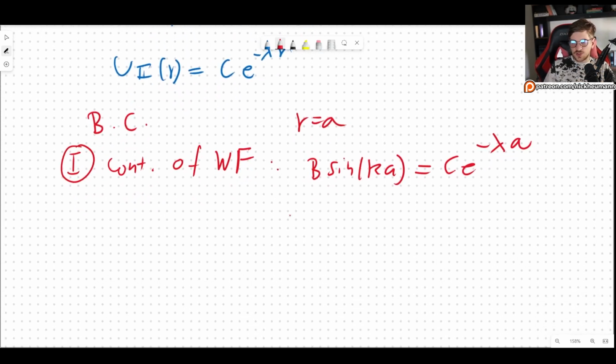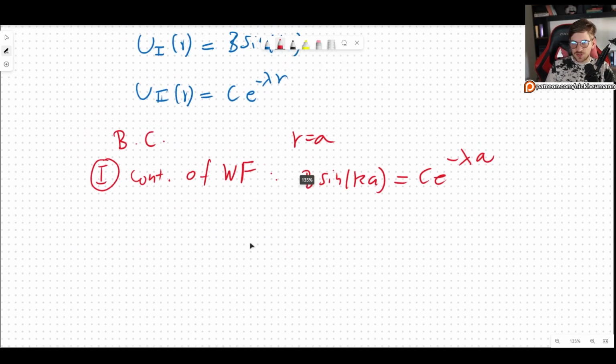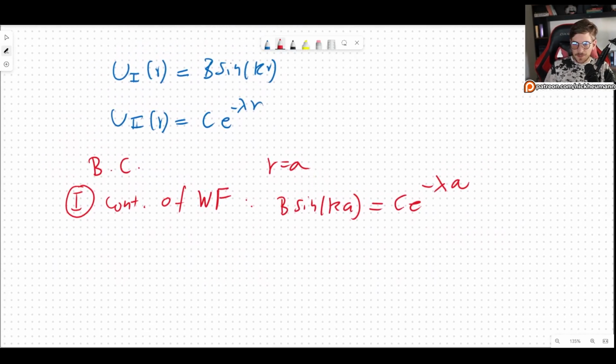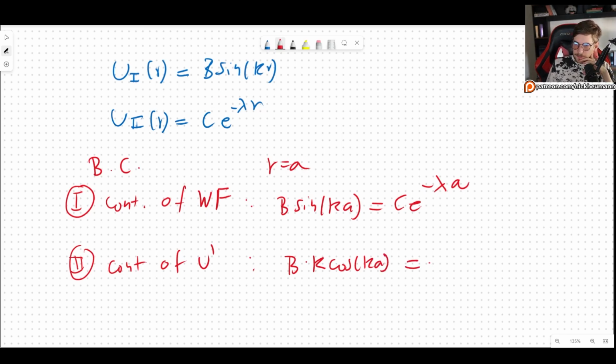And then continuity of the derivatives, maybe let's do it so that we can see the wave functions. So 2, continuity of u prime, we get b times k, so the derivative of sine is cosine, so cosine of ka, and then the derivative of this exponent will give us minus lambda c e to the minus lambda a.